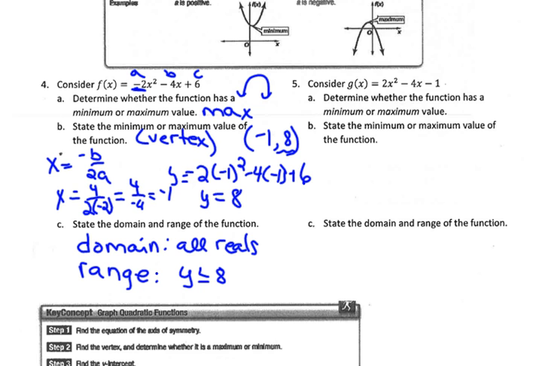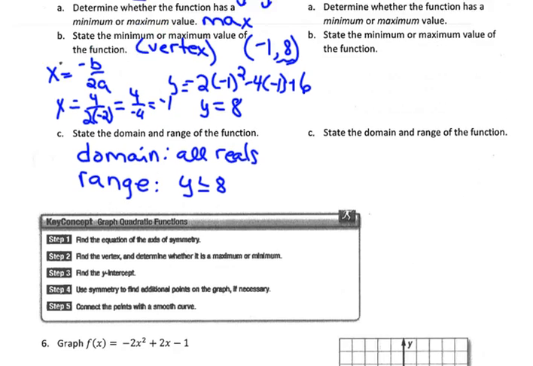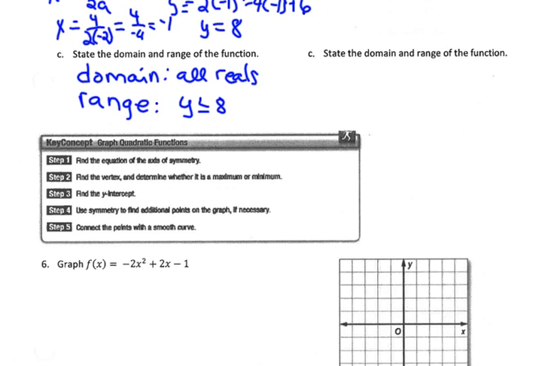So let's see. Again, I'm going to leave number 5 for you guys to try, and we'll talk about it in class. Let's go down here and see what else they want to do. So now they want us to try graphing this without a table. So you're going to find the equation of the axis of symmetry first.